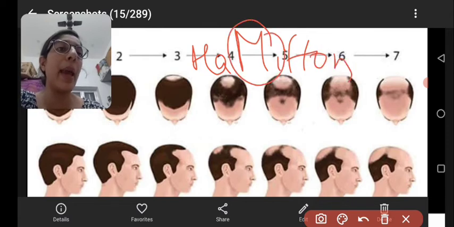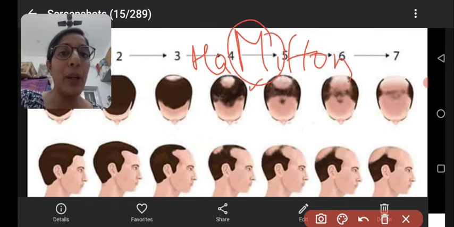Hamilton staging. M for male. One meme I want to share with you.